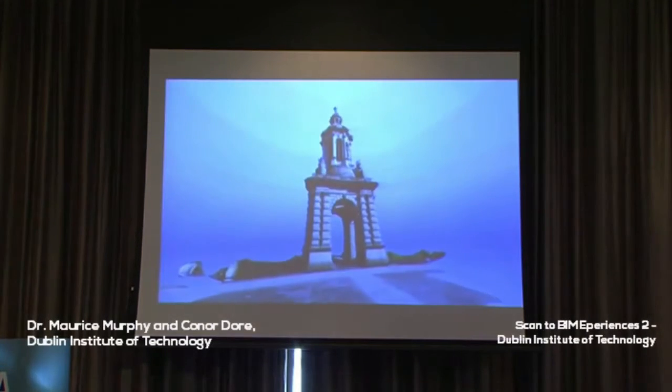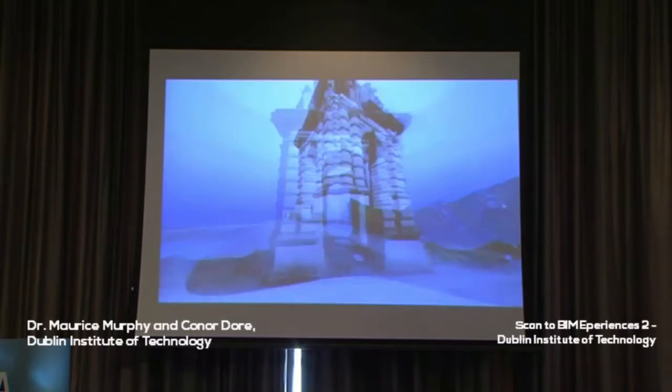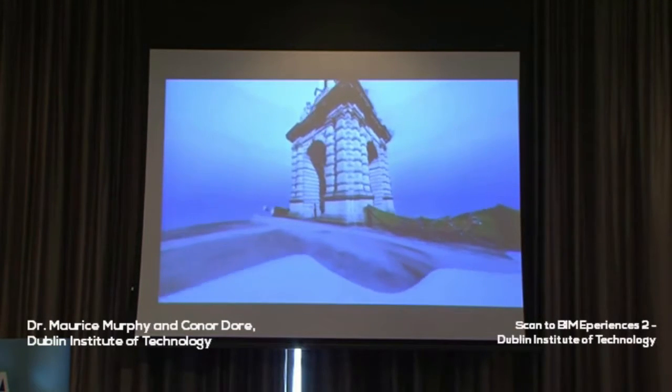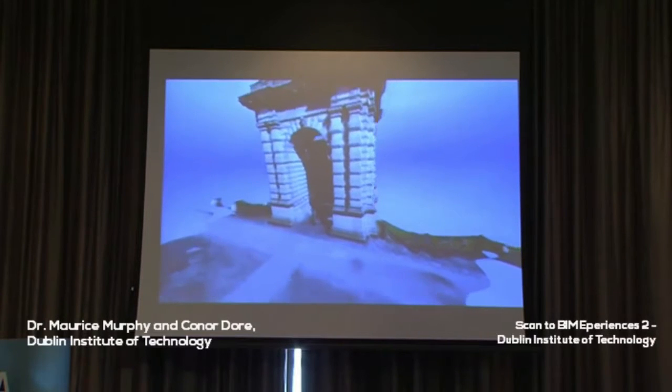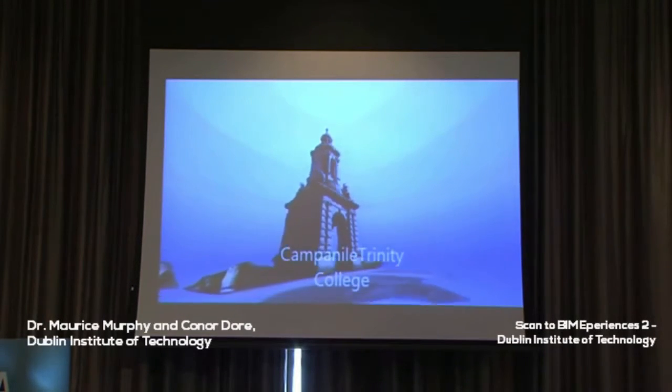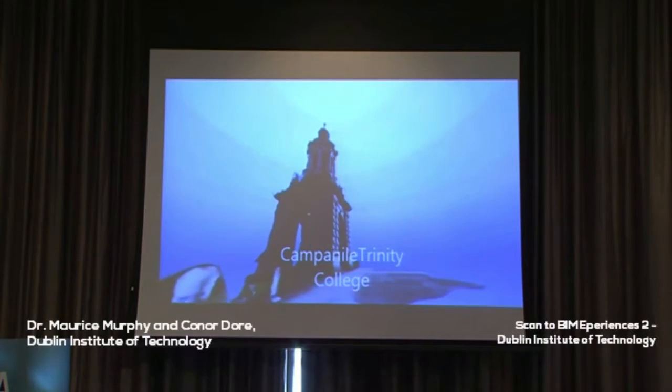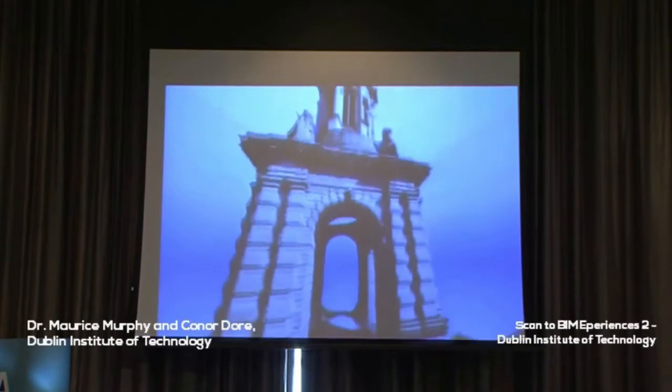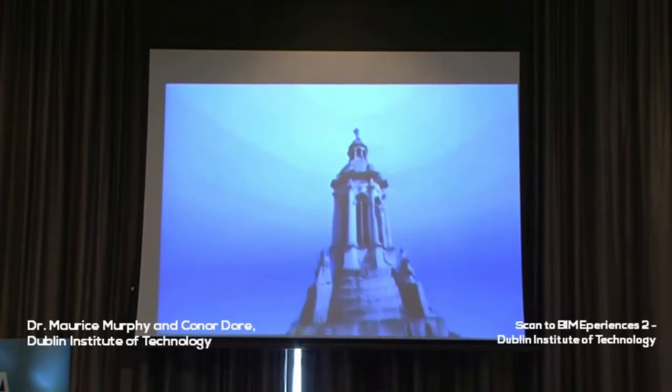So you have ReCap now from Autodesk. This is a 3D model of the Campanile in Trinity College. Again, very sophisticated models, and you don't need to break them into parts. You can use the whole model as a mesh and lift it into your BIM model.